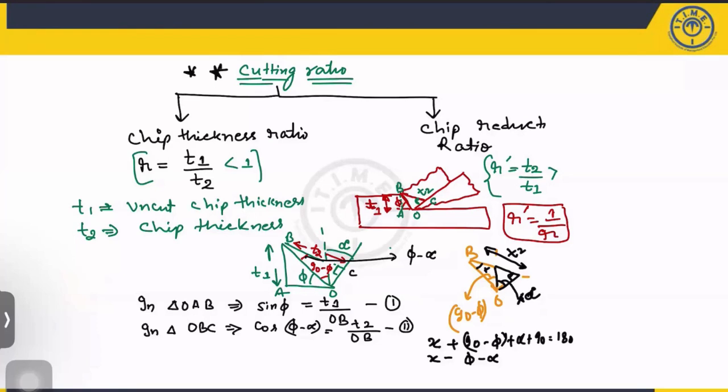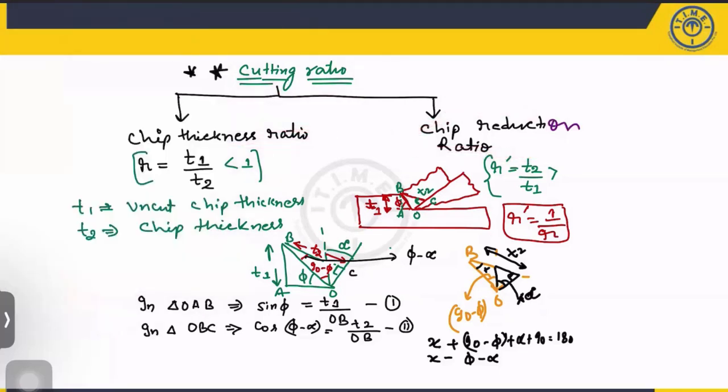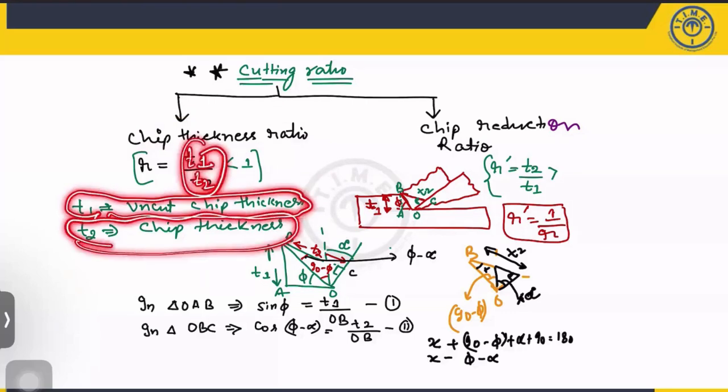Okay, fine. So now the cutting ratio can be categorized. That means they can give it to you in terms of chip thickness ratio and chip reduction ratio. Now see, T1 is called the uncut chip thickness. Okay. So be with me for 5 to 10 minutes. I will summarize all these things so that we can solve some problems. So chip thickness ratio is the ratio of uncut chip thickness to chip thickness. That means uncut chip thickness I am denoting with T1 and chip thickness is T2.